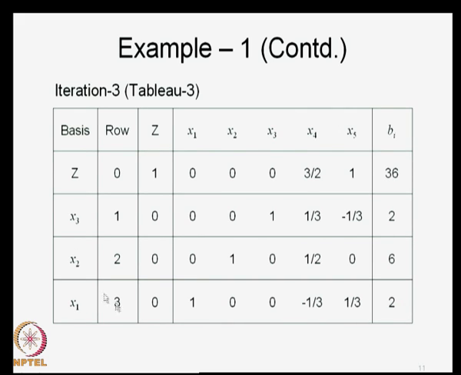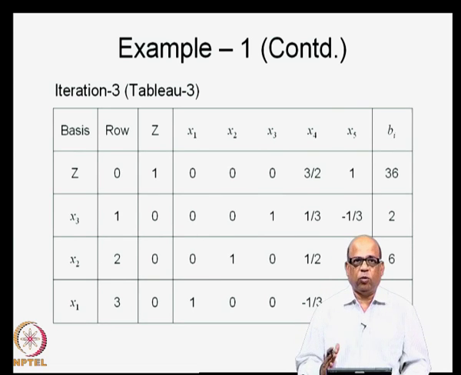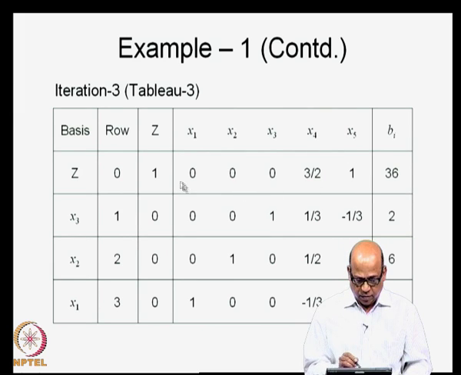Is this solution optimal? The first question that we ask after preparing the table is whether this solution is optimal. Look at the coefficients of the 0th row, coefficients in the 0th row of all these variables. There is no variable which has a negative coefficient here, which means that the current basis x3, x2, x1 are the current basic variables, and x4 and x5 are the non-basic variables.